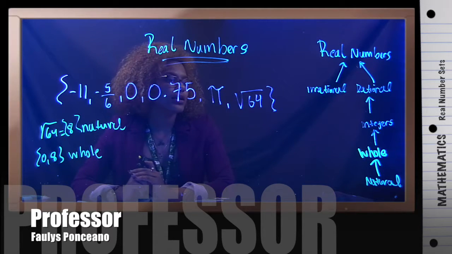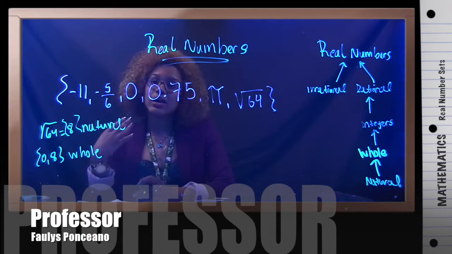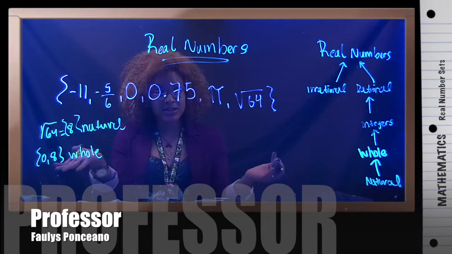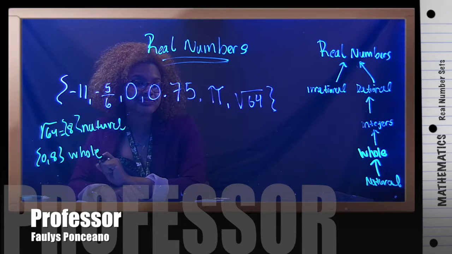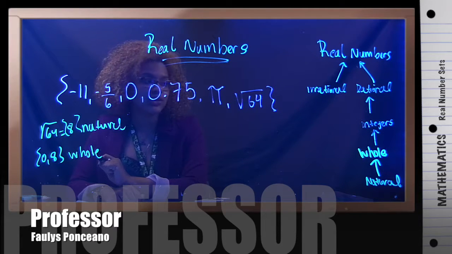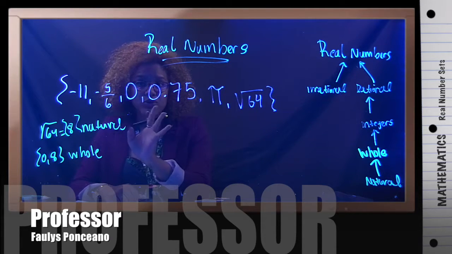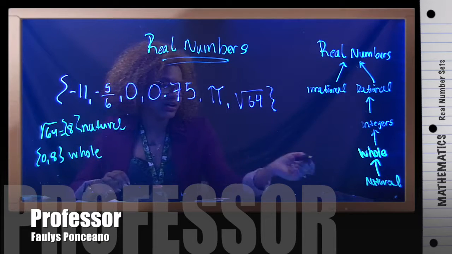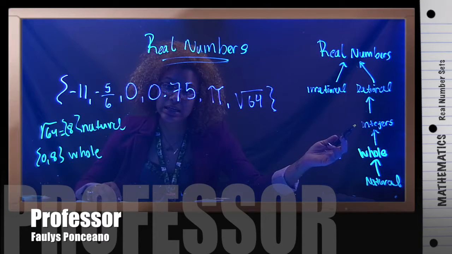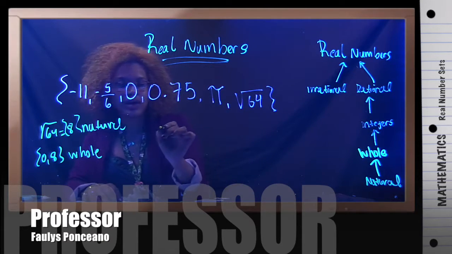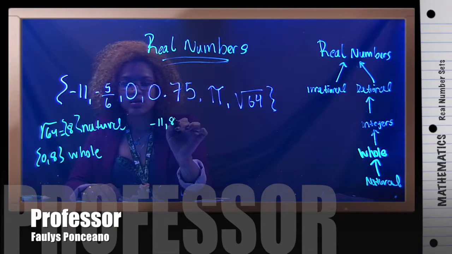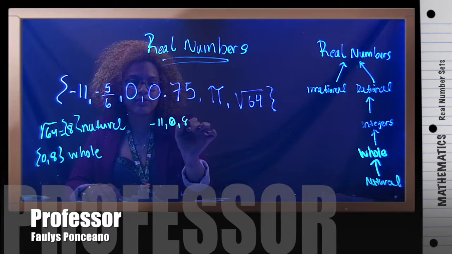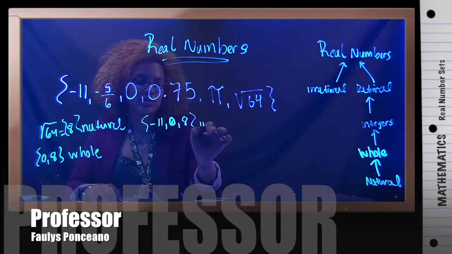Great. Now let's look for integers. We're going to count all the negatives and the positives. So we have negative 11, right? Integers. No decimals, no fractions. Whole numbers. They have to be natural whole numbers and they're integers. So now for integers, we have negative 11. I meant to put 0 and 8. These are integers.